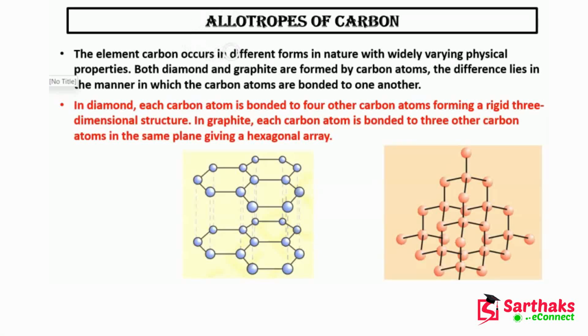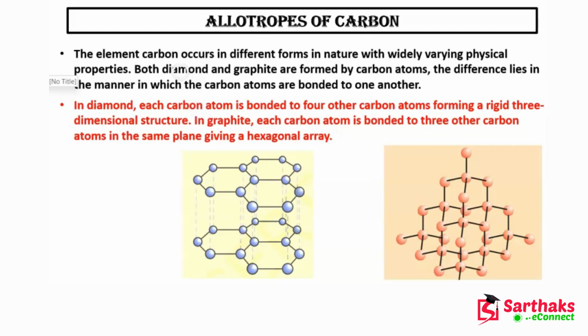Okay, students, so here we will talk about allotropes of carbon. Now, what is an allotrope of carbon? So basically, guys, carbon occurs in different forms in nature, and it has different physical properties.